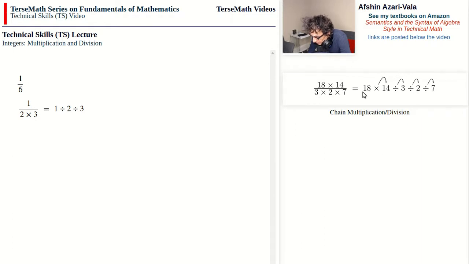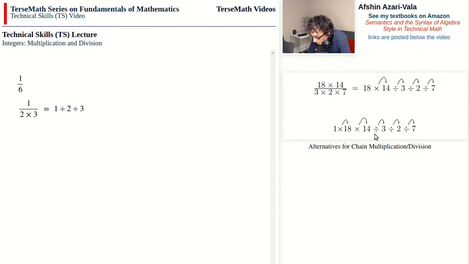Now, as far as performing the multiplication division chain goes, let's start this with 1 times. So now we have 1 times 18 times 14 divided by 3 divided by 2 divided by 7. And I say 1 times. It's similar to when we talked about additions and subtractions, and we said you can start a chain addition subtraction with 0 plus or 0 minus. For multiplication division, it will be 1 times or 1 divided by. So this expression, you can always think of it as having a leading 1 times or 1 divided by, depending on whether you're multiplying or dividing by the number that follows.